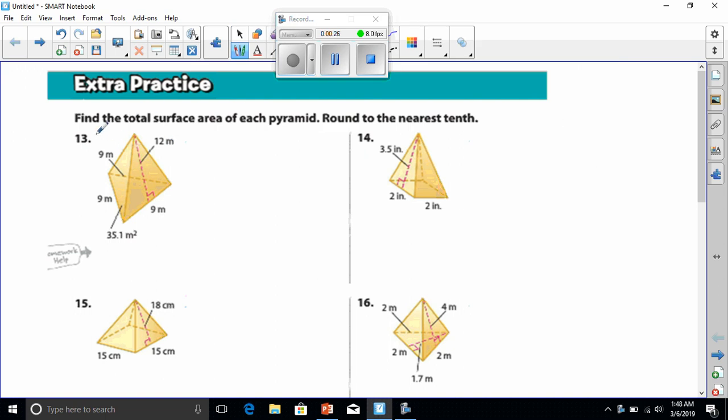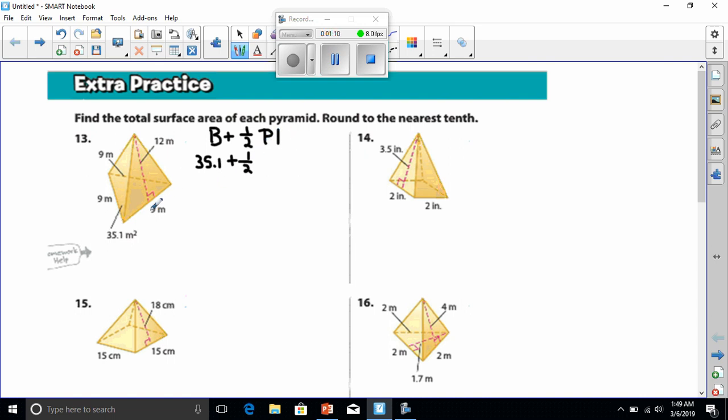We got the number 13, which is pretty much written out in your homework, but for those of you doing the video, let me spell it out for you. We are taking the formula: the base plus 1/2 times the perimeter times the lateral surface. Well, the base of this triangular pyramid has been given to us because this line is going to the middle part of the base. So the base is 35.1. We're going to add that to 1/2 the perimeter times the lateral surface.